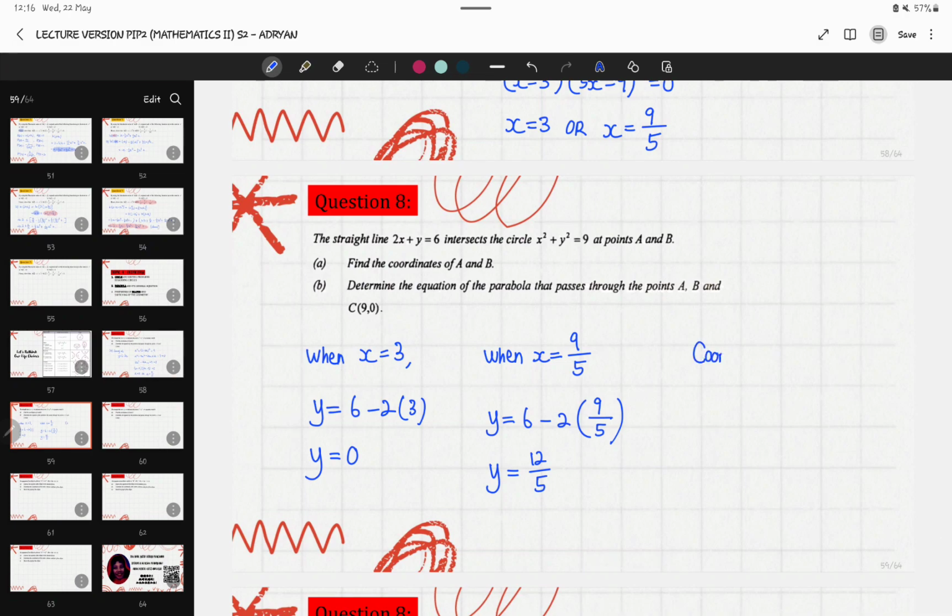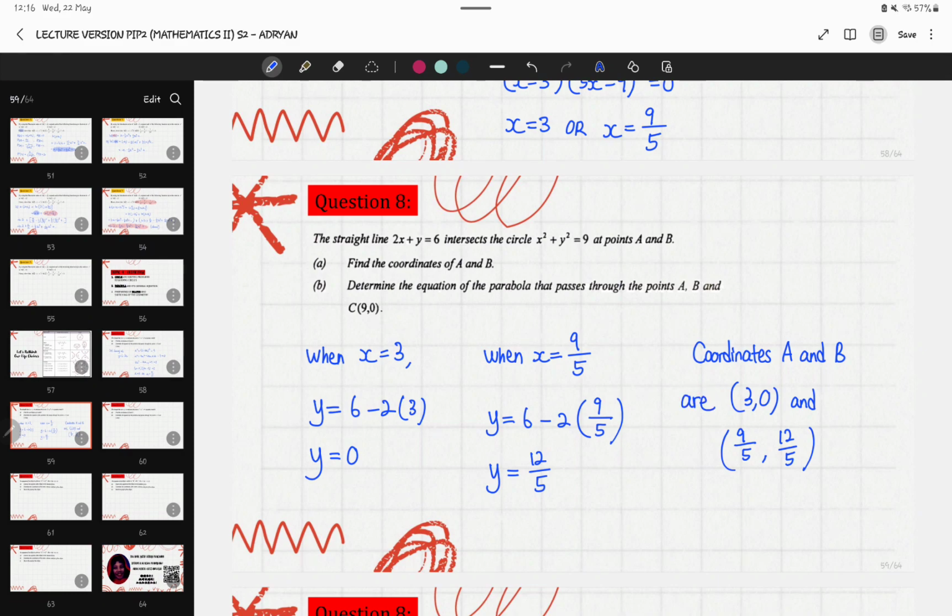So coordinates A and B are (3, 0) and (9 over 5, 12 over 5). This would be your coordinates for A and B.